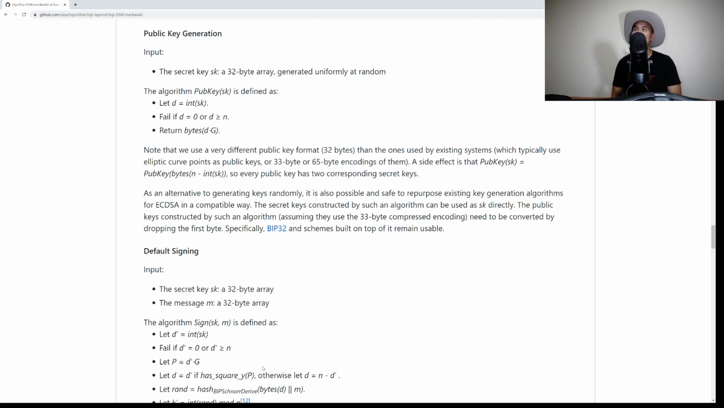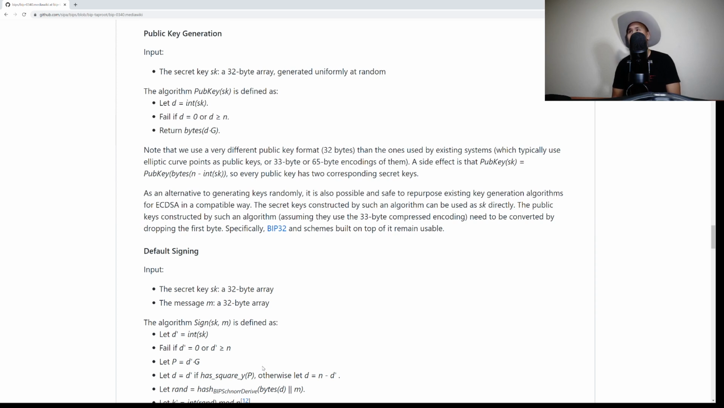Note that we use a very different public key format, 32 bytes, than the ones used by existing systems, which typically use elliptic curve points as public keys, or 33-byte or 65-byte encodings of them. A side effect is that PubKey(sk) equals PubKey(bytes(n minus int(sk))). So every public key has two corresponding secret keys. Oh, interesting. Yeah, that is correct.